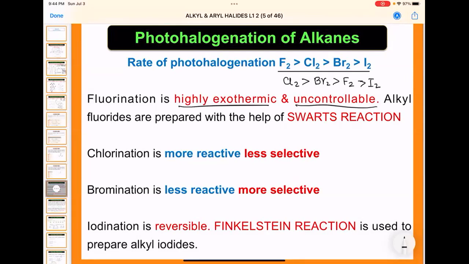So what is the remedy for it? Never do fluorination directly. Suppose someone asks you, can you attach fluorine by photohalogenation? No, don't do it directly, otherwise you can't control that reaction. So what is the method? You will take the Swarts reaction. You can take chlorides. What reagent do you take in Swarts? Have you studied?